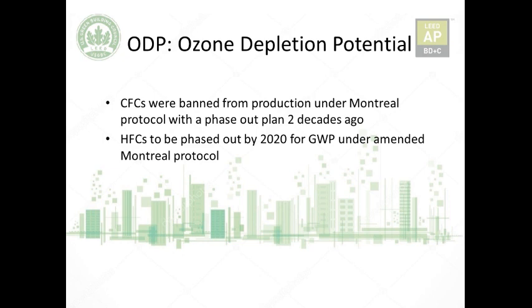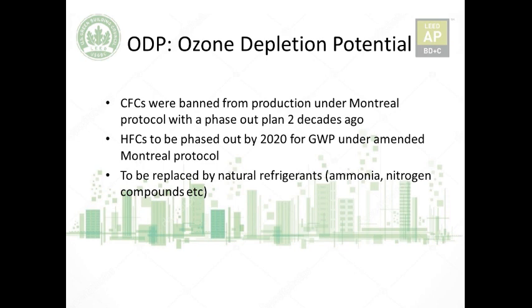Then for the intermittent time, they were replaced by HCFCs, which are hydrochlorofluorocarbons, and they had lower ODP compared to CFCs. But again, there was ozone depletion potential of these gases, and this was not acceptable. So they were then phased out and replaced by HFCs, called hydrofluorocarbons. They had an ozone depletion potential of zero. So we had solved one problem.